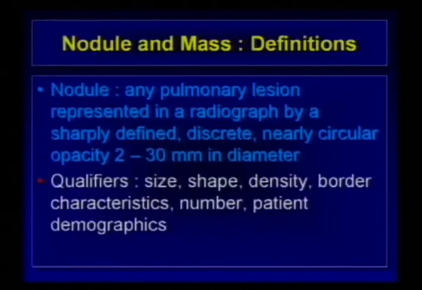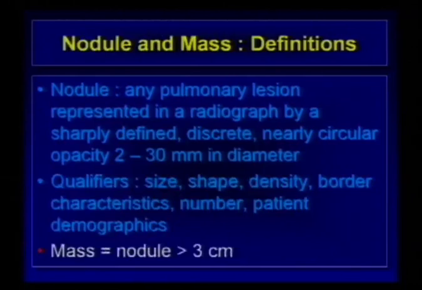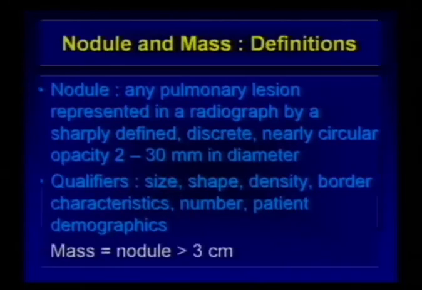If it's bigger than 3 centimeters, as I'll discuss in a second, we call that a mass, and there's a reason for that. Its shape, is it round, is it oblong, is it tubular? Its density, does it have calcium, does it have fat in it? Its border characteristics, is it sharply circumscribed, is it poorly defined? Is it a single nodule, is it multiple? And then of course the patient demographics. A solitary nodule in a 20-year-old is a very different animal from a solitary nodule in a 70-year-old with emphysema. And a mass is just the same thing, only the nodule measures greater than 3 centimeters.